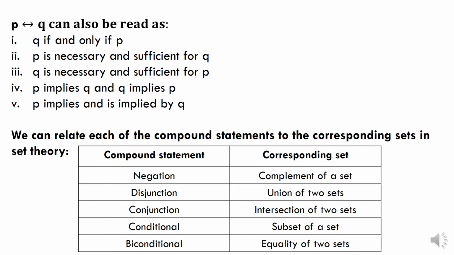Negation implies complement of a set. It is the same as complement of a set in set theory. Disjunction means union of two sets, or means union of two sets, as you must be knowing from last year. Conjunction means intersection of two sets, and means intersection. Conditional means subset of a set, and biconditional means equality of two sets. We will be applying these relations when we do certain sums further on in the lesson.